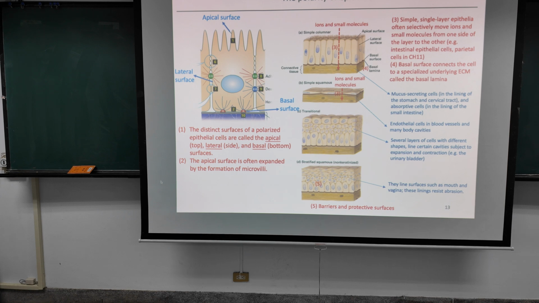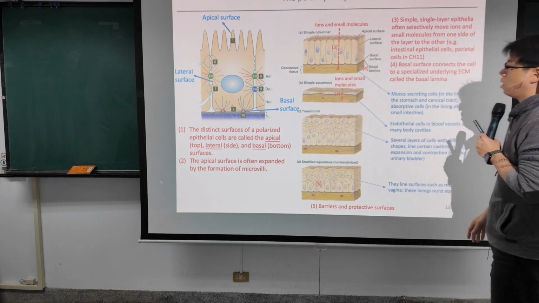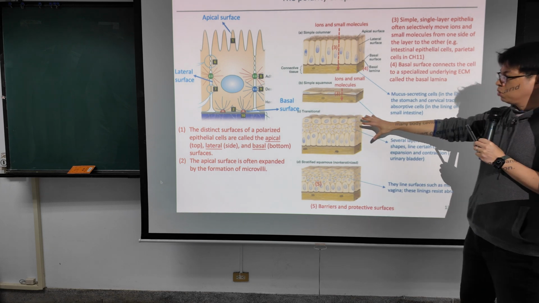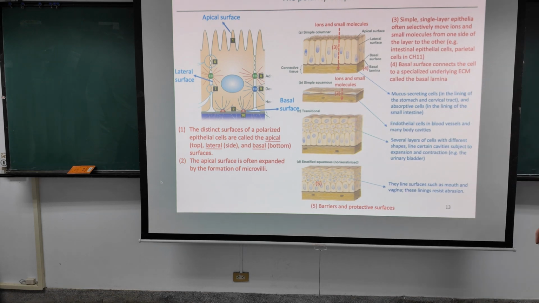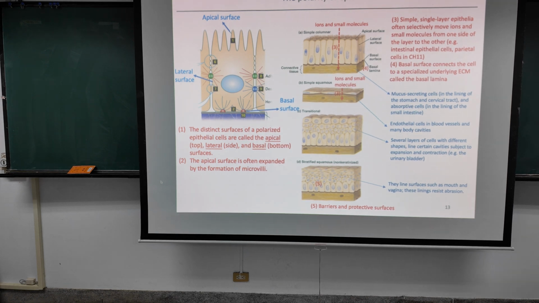So they can control what kind of stuff needs to transfer from this side to the other side, or from this side to the other side. Okay, and this squamous epithelial cell will also do the same job. In some cases, they can also form multiple layers of epithelial cells. In that case, it is good for some expansion and contraction.